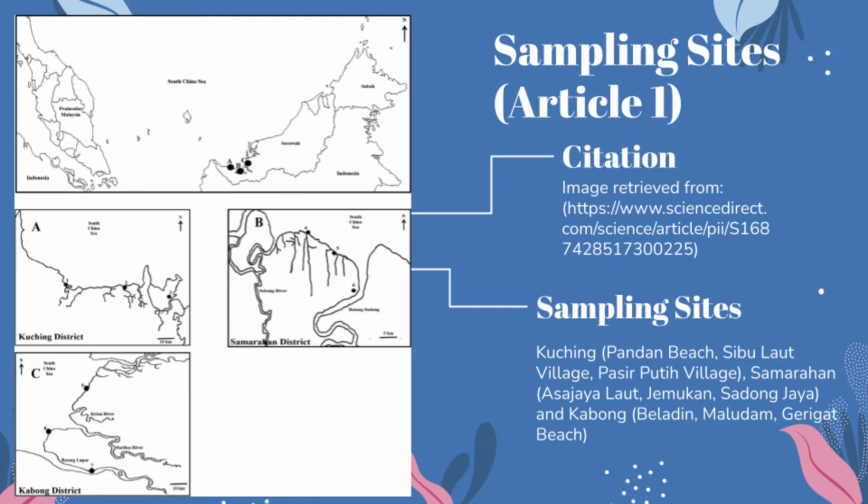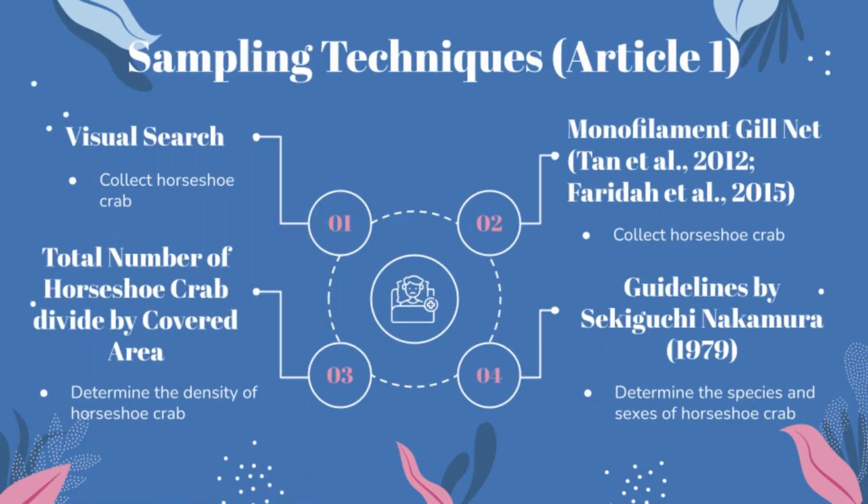Sand beaches and mangrove habitats were chosen as sampling locations. 2 different techniques were used in this article to collect the horseshoe crab specimens, which were the visual search and monofilament gill net, depending on the weather, which were the monsoon season and topography. These methods were carried out with the help of the local fishermen.